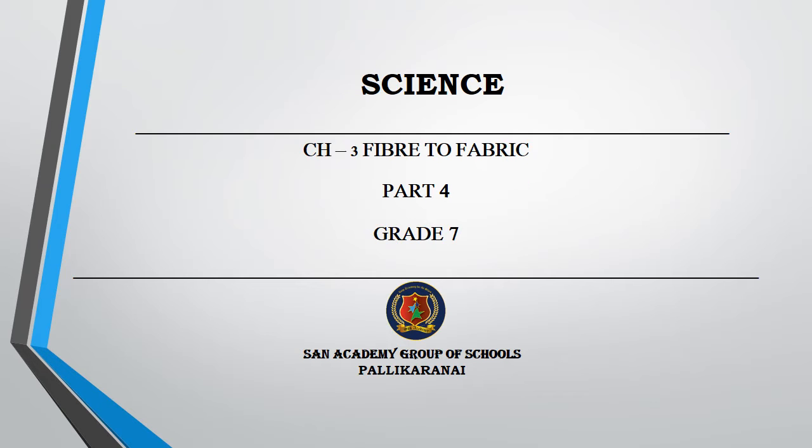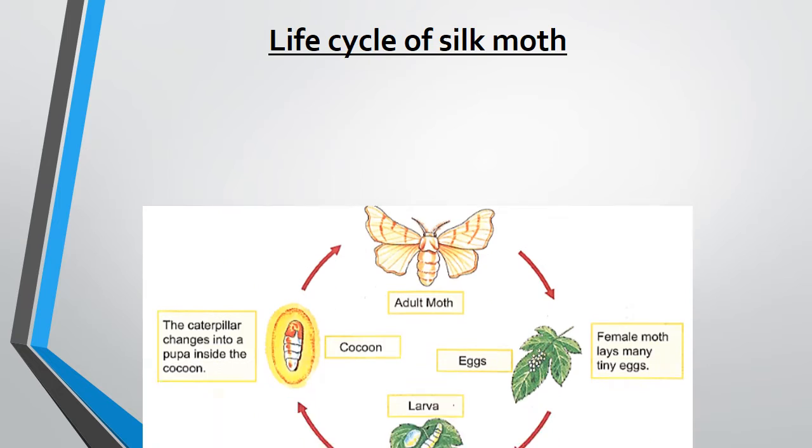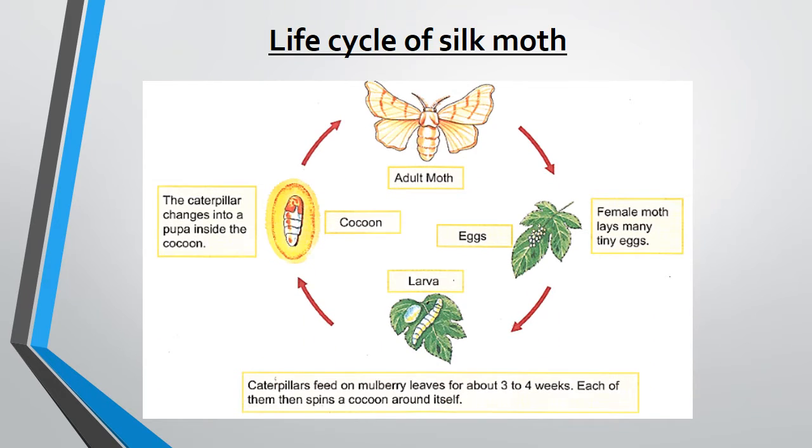This is part 4 video of grade 7, chapter 3, Fiber to Fabric. So in the previous video, we have studied about the life cycle of silk moth. From the adult moth, the female moth lays eggs, and then from the eggs we get larva.